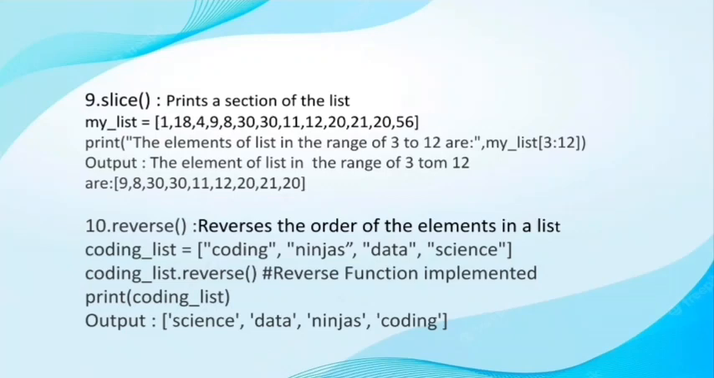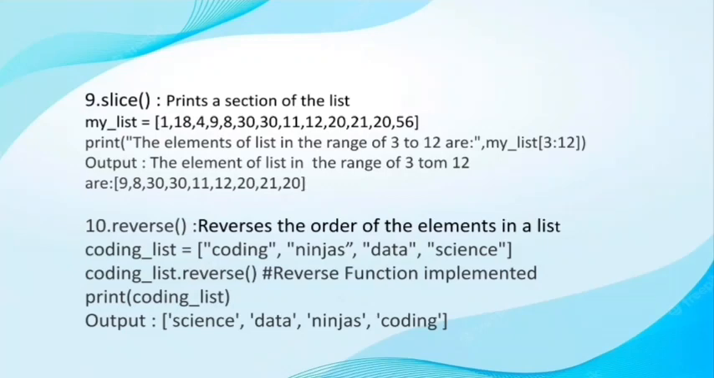And the output from this we can see, in this we printed the elements from indexing 3 to 12. From this we can only see the output as 9, 8, 30, 11, 12, 20, 21, 20. This is from the index 3 to 11 only. It does not print the last index which we have given.